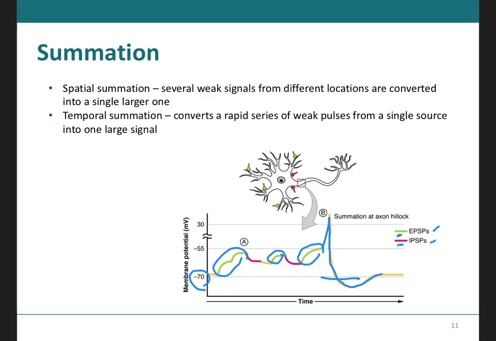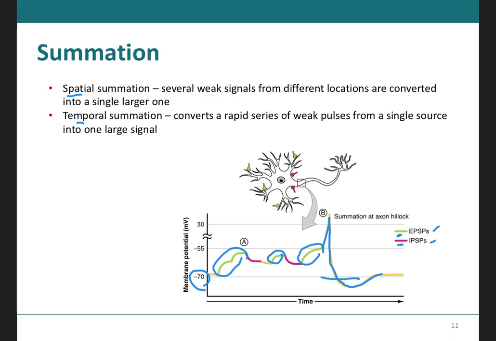Now the summation, so the addition of all these stimuli, will cause 2 different types of summation, which are spatial and temporal summation. Spatial has to do with having several weak signals from different locations. So think about in a space, you're going to have several different weak signals that will come together and be converted into one large signal that will then propagate.